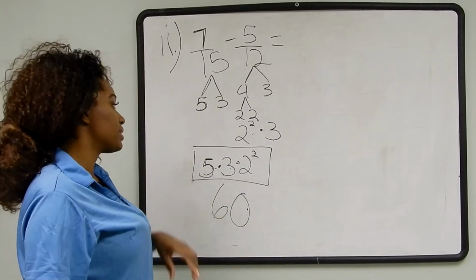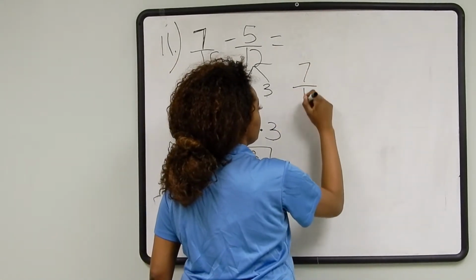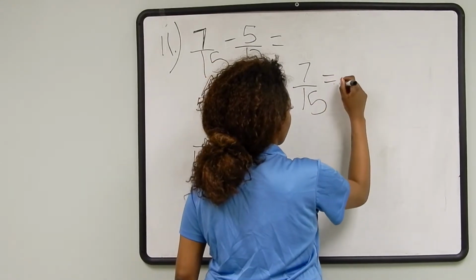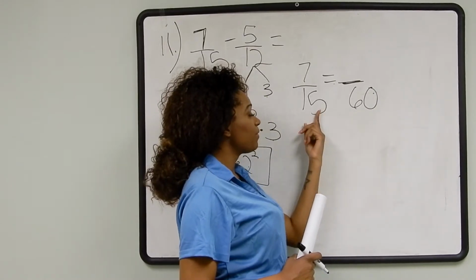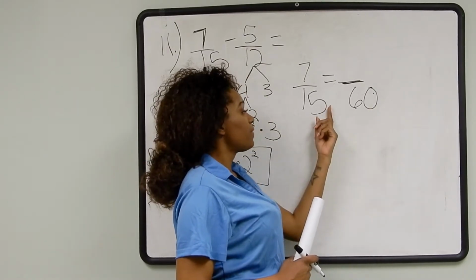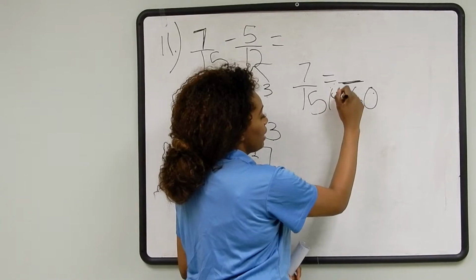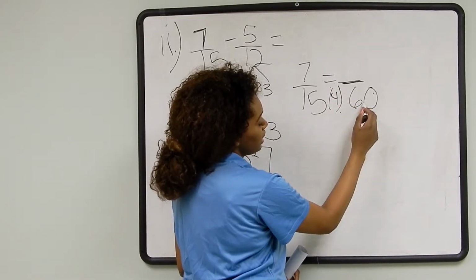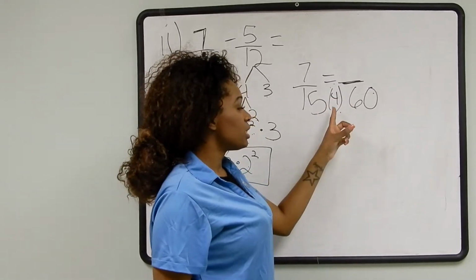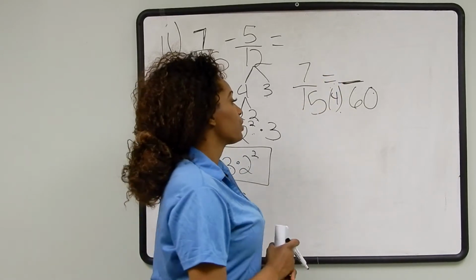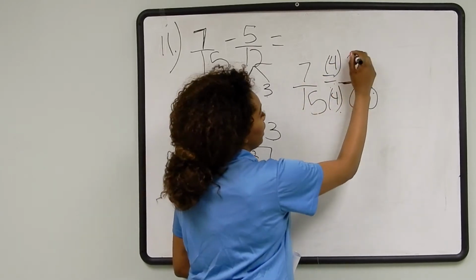The answer is yes. So we're going to convert our fractions. Let's take 7/15 and change it to a number over 60. In order to get from 15 to 60, what times 15 will give us 60? 15 times 4 equals 60. If you don't know that off the top of your head, you would just take 60 and divide it by 15, and that will give you 4. So whatever you do to the denominator, you must do to the numerator as well. So we're going to multiply the numerator by 4. 7 times 4 is 28.